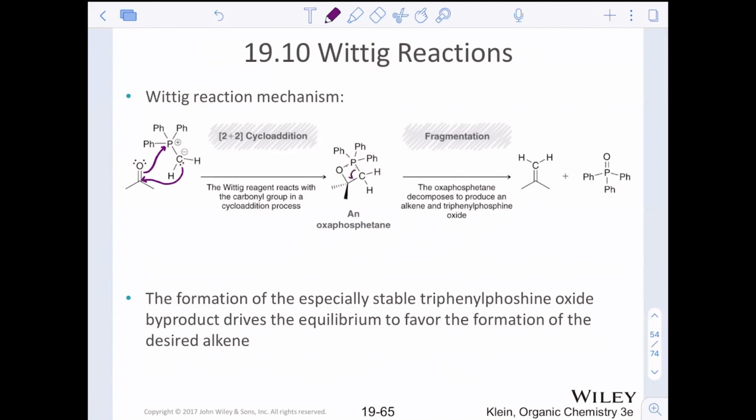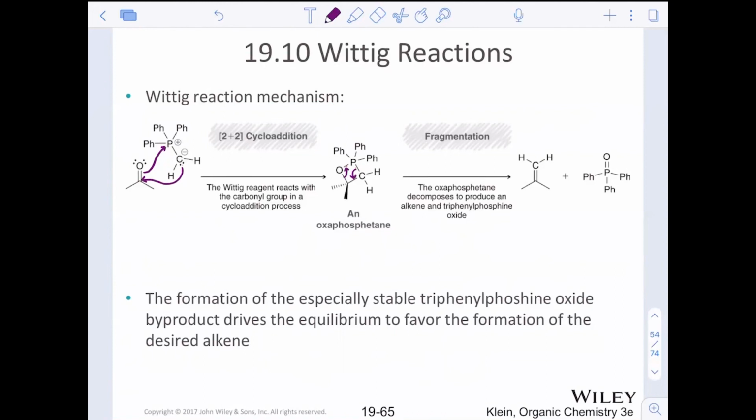The phosphorus-carbon bond becomes the pi bond between the two carbons, and the oxygen then kicks up to make a new oxygen-phosphorus double bond. Let's look at that again. Collapse to make a new carbon-carbon double bond. Collapse to make a new oxygen-phosphorus double bond. We call this step a fragmentation rather than a loss of a leaving group because we are doing an elimination at the same time as a loss of a leaving group. So the formation of an especially stable triphenyl phosphine oxide is what's driving this equilibrium forward to the alkene.